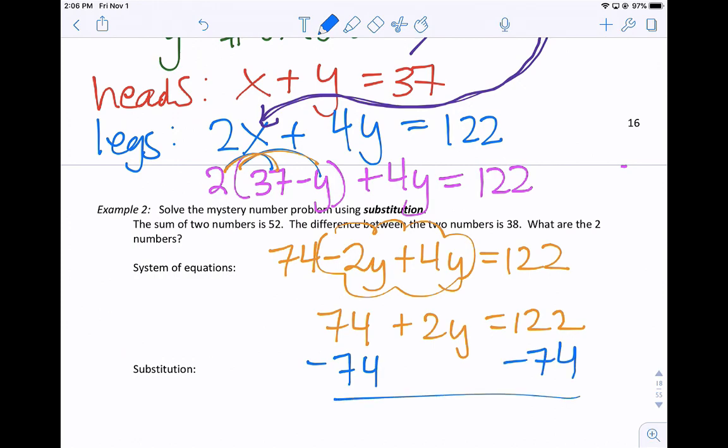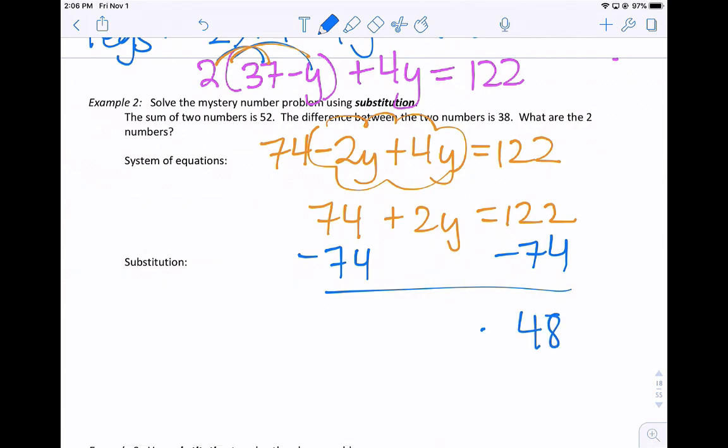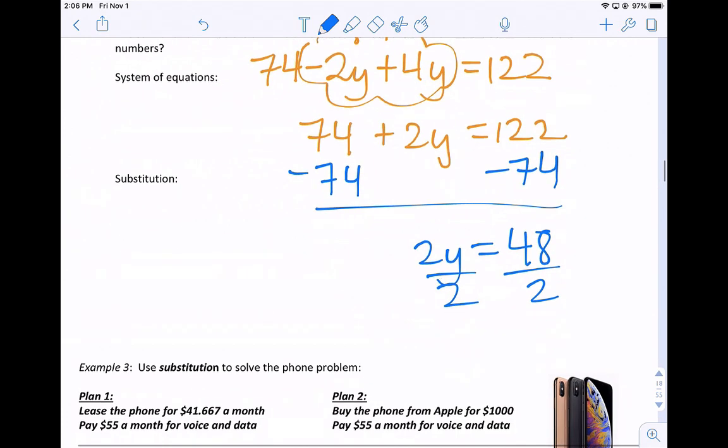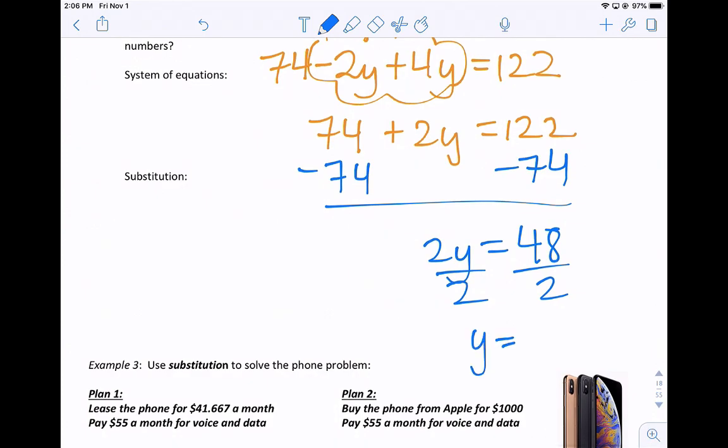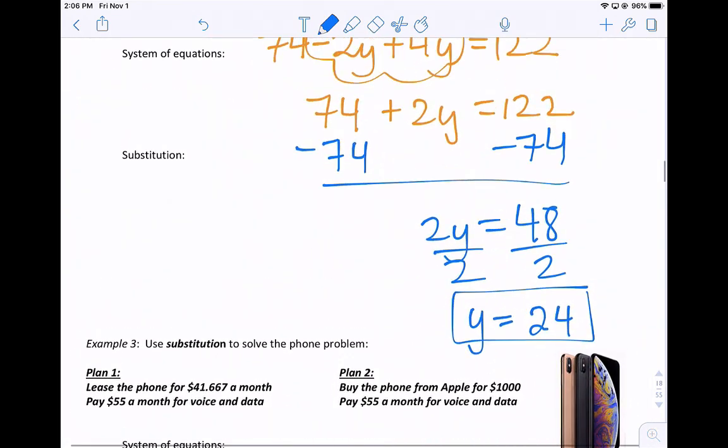So we'll get 122 minus 74. We'll get 48 equals 2y. All right, when we solve that, we'll divide each side by 2, and we'll get y equals 24. Okay, so that, if you notice, stands for the number of cows. So we know that there's 24 cows.